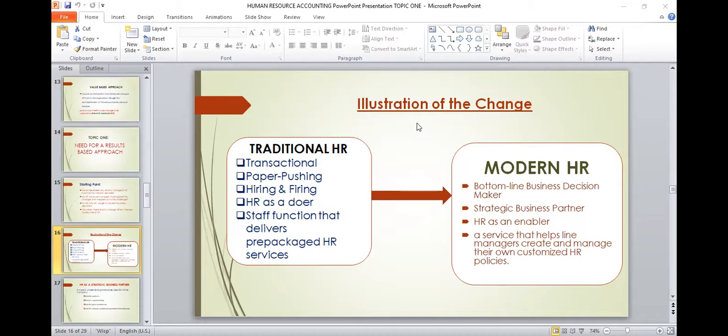So what does it mean when we say HR now being a bottom line decision maker? What does it mean when we say you are a strategic business partner? So very quickly, let's look at that.